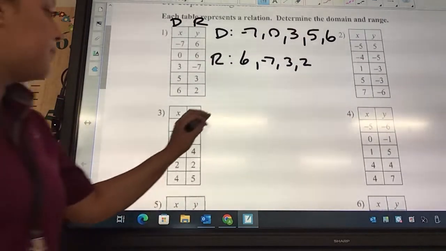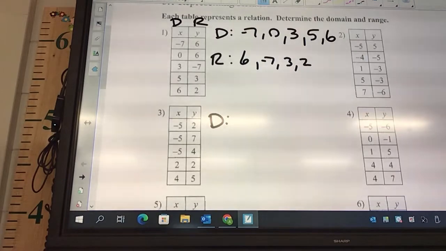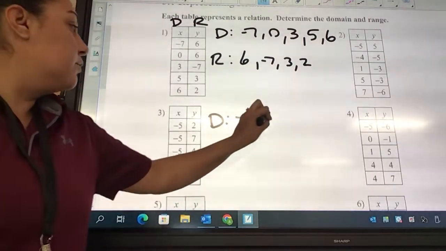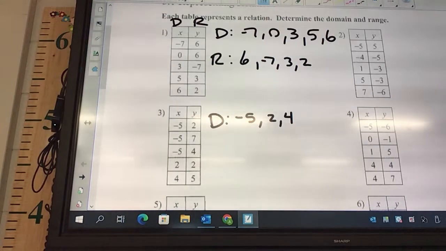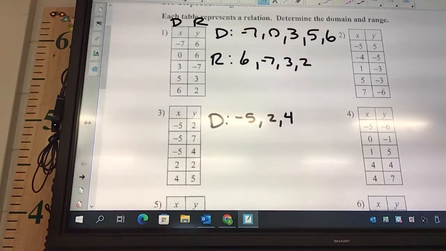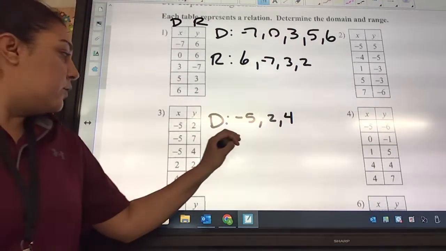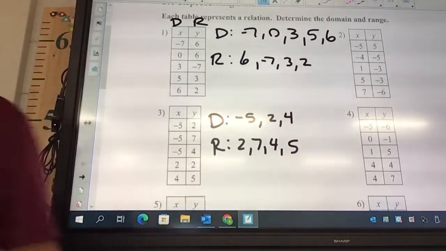Okay, so if we look at 3, what is our domain? -5. What else? 2, 4. Okay, we don't write down that -5 multiple times. We only need to write it down once. Okay, and then the range. What's our range? 2, 7, 4, 5. 2, 7, 4, 5. Good.